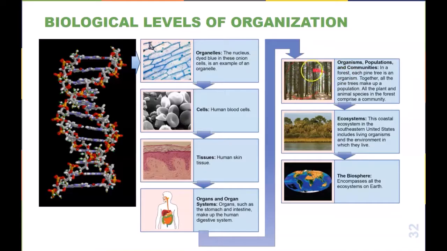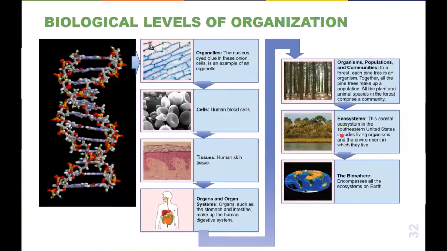Next is an organism. So a tree is an organism, you're an organism, your pet is an organism. When you have similar species or the same species together, that would make a population. So we talk about the human population because we are all the same species. We could also talk about the longleaf pine population in a forest. So we would just be talking about that one species, but multiple organisms of that one species. When we start adding in other species, that would be a community. So it would be the longleaf pines, the oak trees, the holly bushes, all of those would be a community.